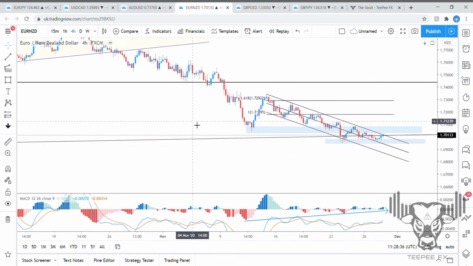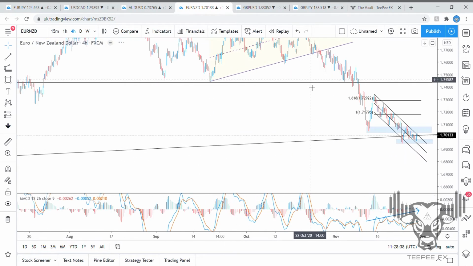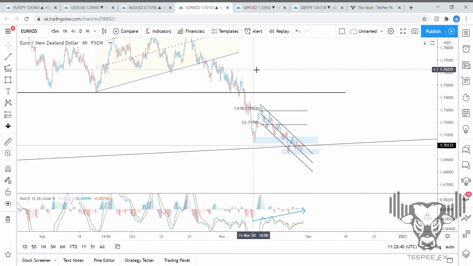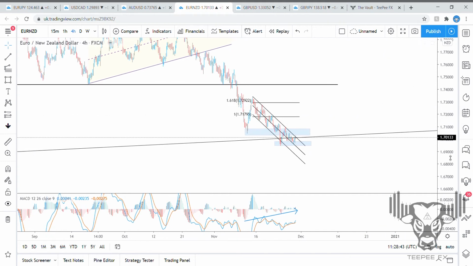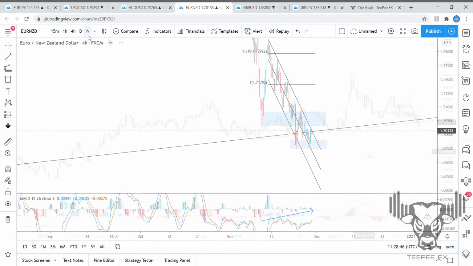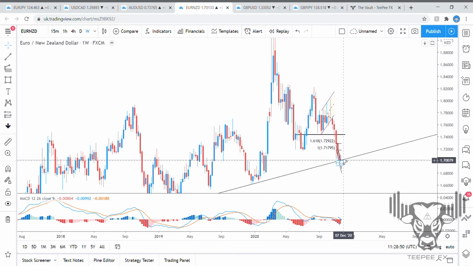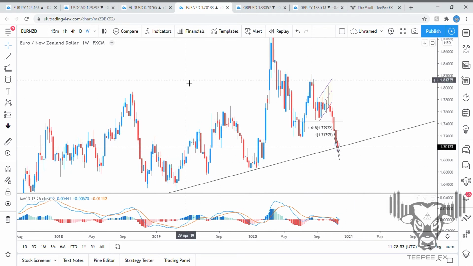Euro NZD had a great setup on this. We've had the higher time frame channel break, drop, smashed straight into the 1618 on this pair. We have got a weekly ascending trend line that the pair has just approached, could potentially have rejected. We failed to close below in the weekly time frame.